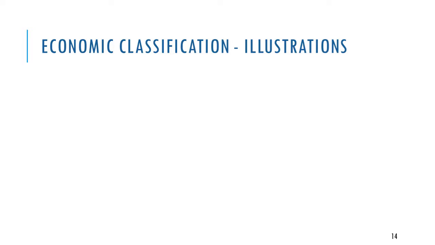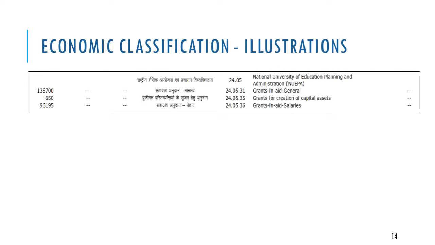Let us take some more examples. Here, the recipient of grants is an autonomous body, thus grants in aid general and grants in aid salaries, which are payments of current nature, are marked as current transfers to autonomous bodies, while grants for creation of capital assets is treated as capital transfers to autonomous body.